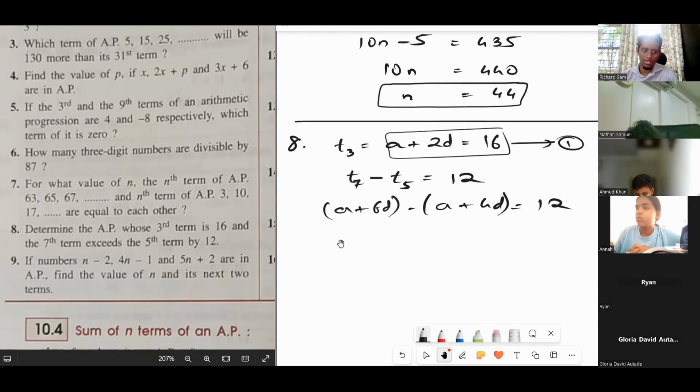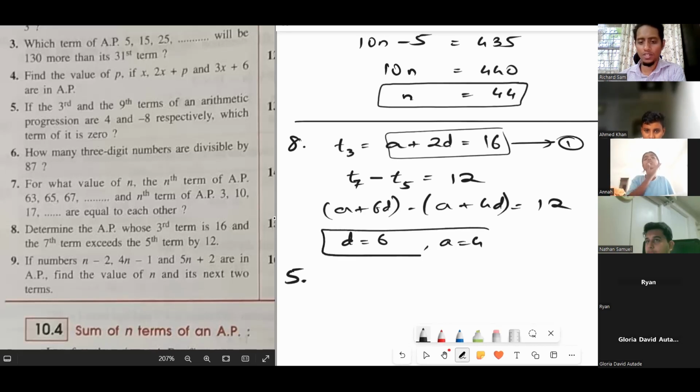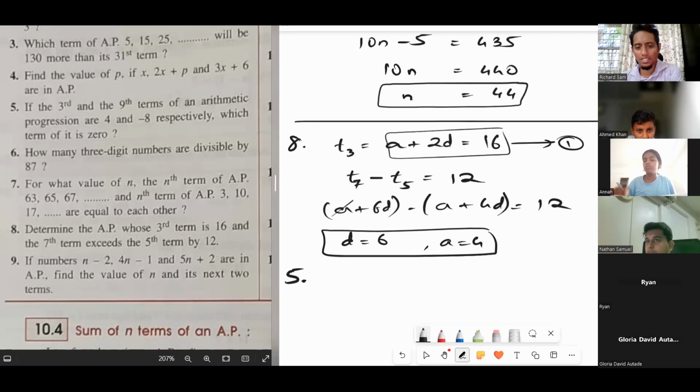All of you, please do this 8th one and then do the 5th one. I'll just come in a few minutes. 8 and then 5. D is equal to 6. A is equal to 4. Did all of you get this answer? 5th one, anyone got? Sir, we are getting D directly in that equation. Yes, because A and A get cut off. So directly you'll get D, and then you just substitute D in the other one.